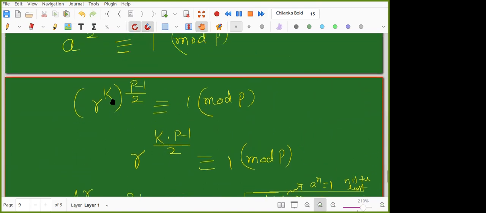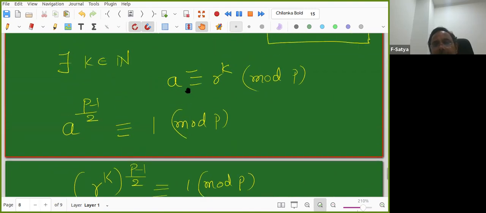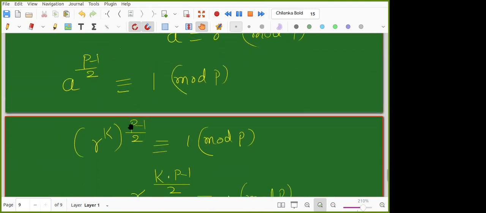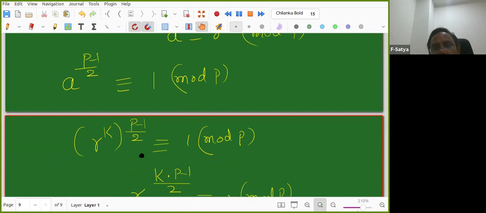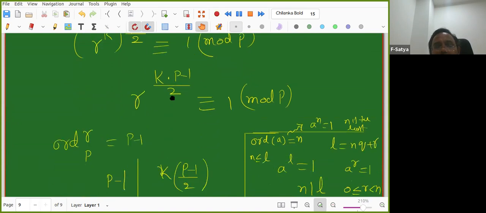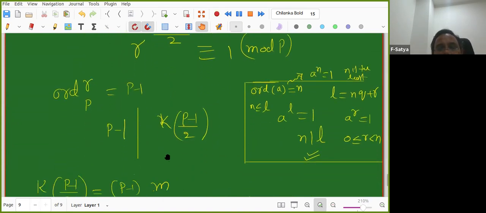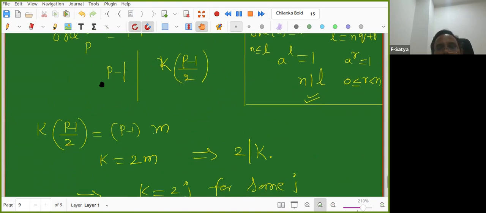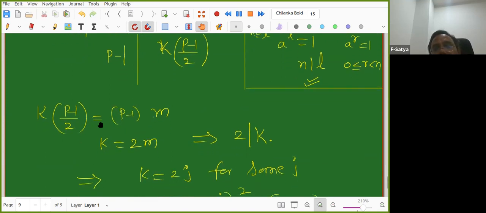You are clear that this k is an integer because k comes from here. Since p is odd, (p-1)/2 is an integer. No problem. But the order of this is p-1, so p-1 divides this. So this is an integer, this is an integer. So till now, no problem, right? Is anything objecting you?